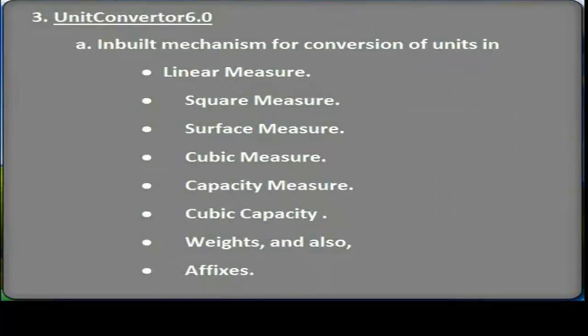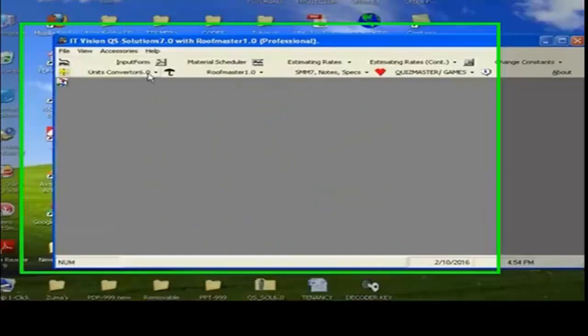3. Unit Converter 7.0. Inbuilt mechanism for conversion of units in linear measure, square measure, surface measure, cubic measure, capacity measure, cubic capacity, weights, and also affixes.